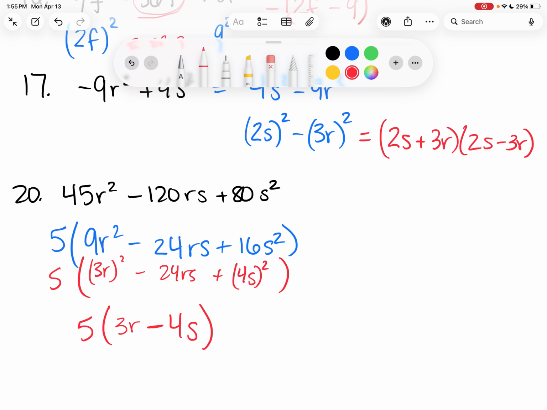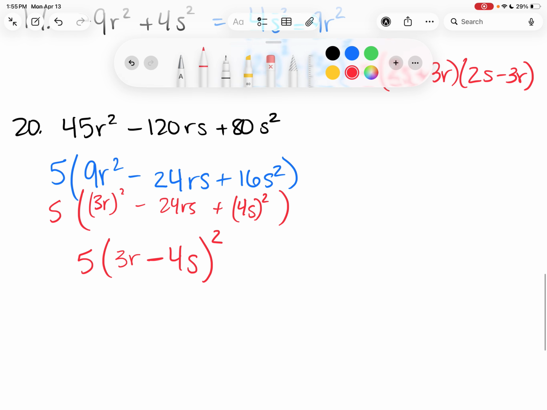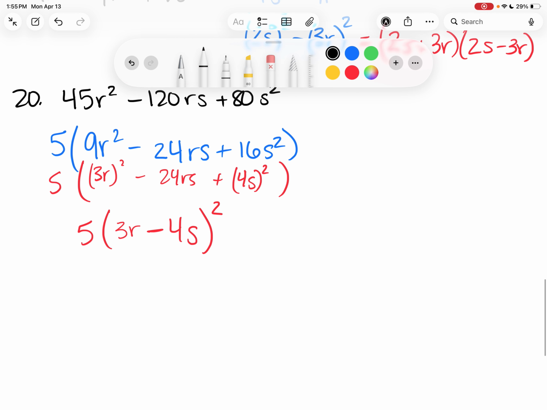Plus, minus. Wait, no. You got this, Sean. Isn't it? Yeah, that's what I meant. 5 times 3r minus 4s squared. Why'd you do that? Because you said squared. Seeing if you were going to catch it. That's what you get for calling it old. Gotcha.